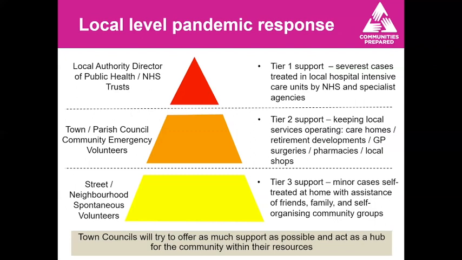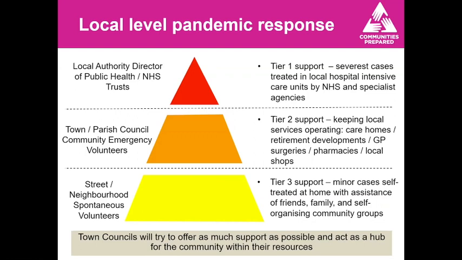So, local level pandemic response, just a bit of a diagram to try and explain where we fit. Tier 1 support, that's the severest: those who are severely ill, need major hospital treatment, need to go into intensive care units. They'll be treated by the NHS and maybe specialist agencies and partners, so the likes of the British Red Cross might be going into hospitals providing support and assistance. How that's being organised outside of the hospital, the local authority director of public health and the NHS trusts have a responsibility in assisting with that. So as volunteers, we don't get involved with that.